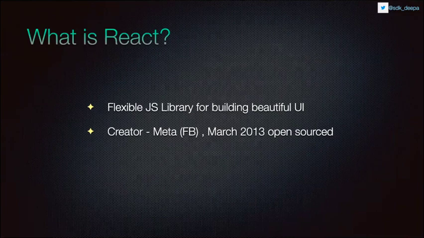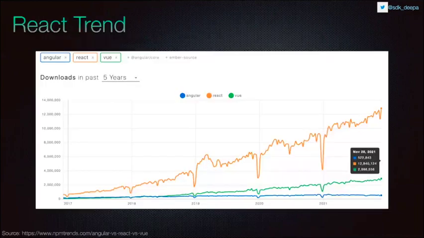It is referred to as a JavaScript library, and it's been created by Meta or Facebook. It was open sourced in March of 2013. I picked this graph from NPM. Here, the graph shows the number of downloads that React has had over the past 5 years, over 12 million downloads so far. So clearly it shows that React is way ahead in the game, along with Angular and Vue.